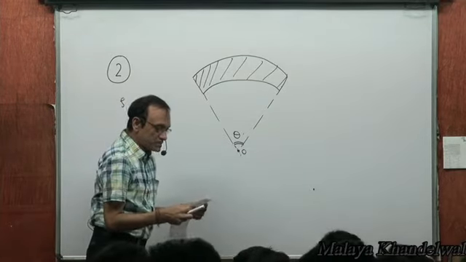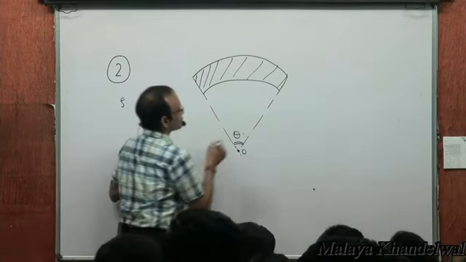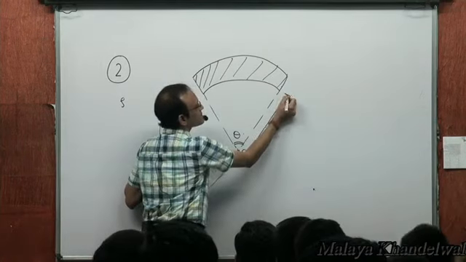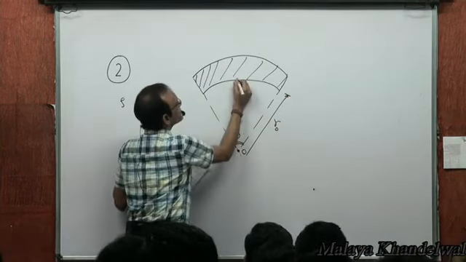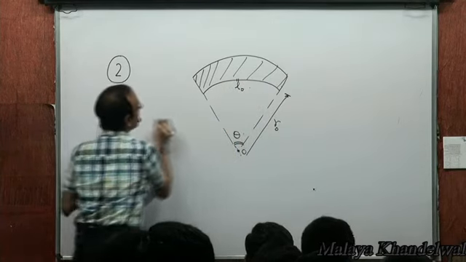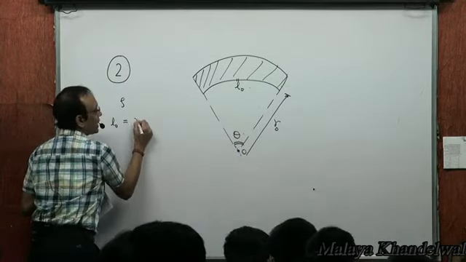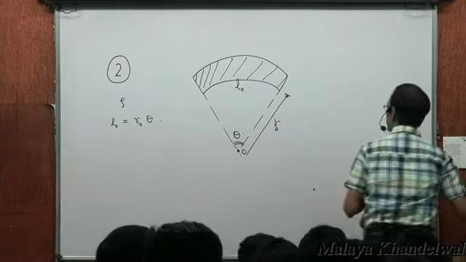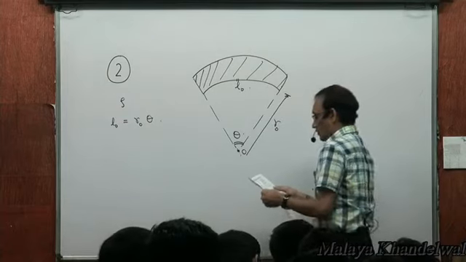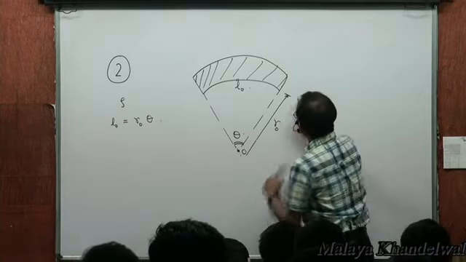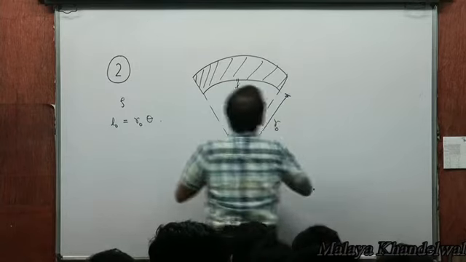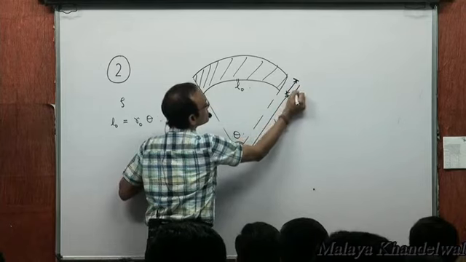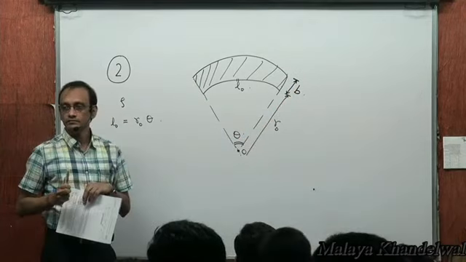And L0 is the length of the inner arc of radius R0. This radius is R0 and this length is L0. Very clearly, L0 is R0 theta, so theta is known to us as L0 by R0. And R0 plus B is the outer radius. That means this length is B units.